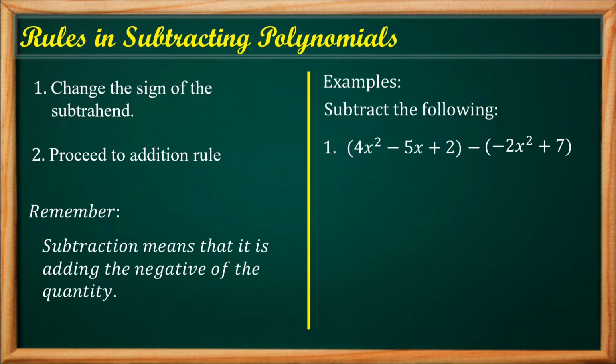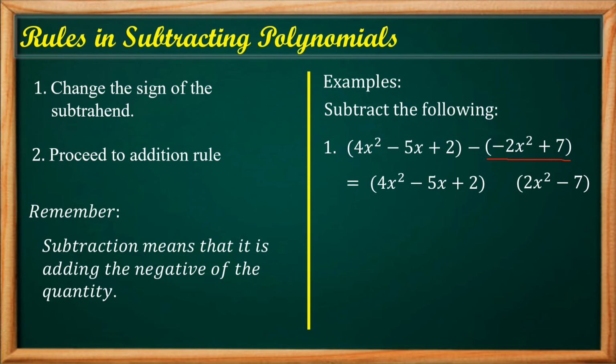Okay. The first one is, we need to change the sign of the subtrahend. Alin ba dito? Saan ba dito ang subtrahend? The subtrahend is this part. Okay. That is the subtrahend. Copy the minuend. Then, change the sign of the subtrahend.